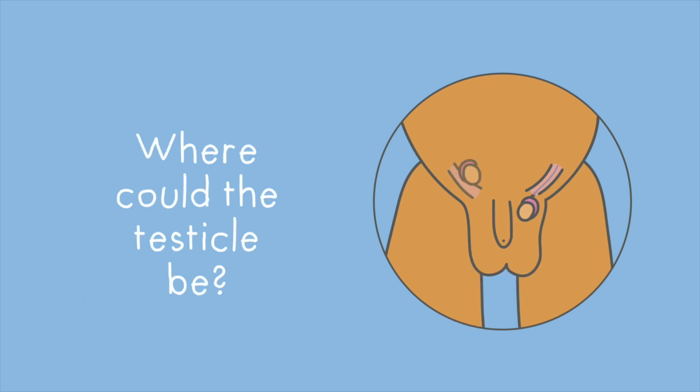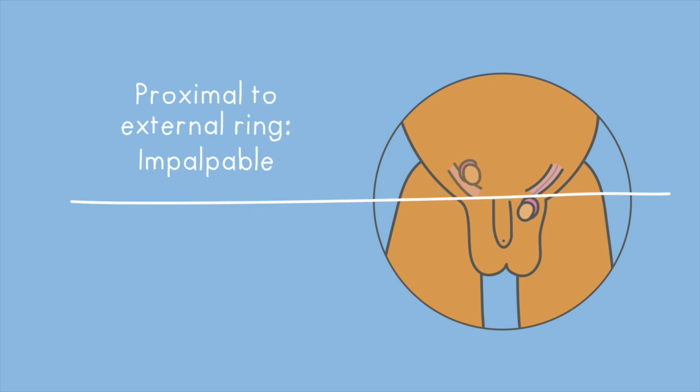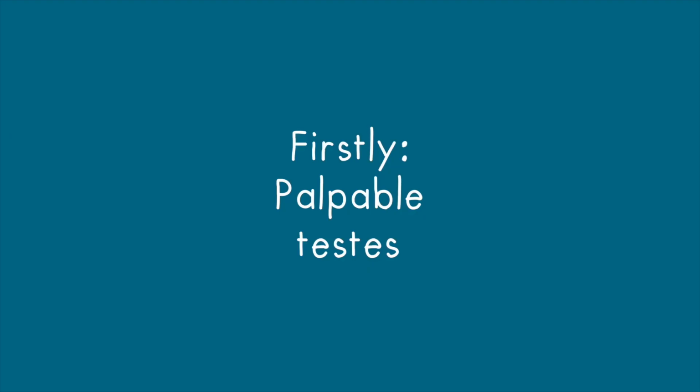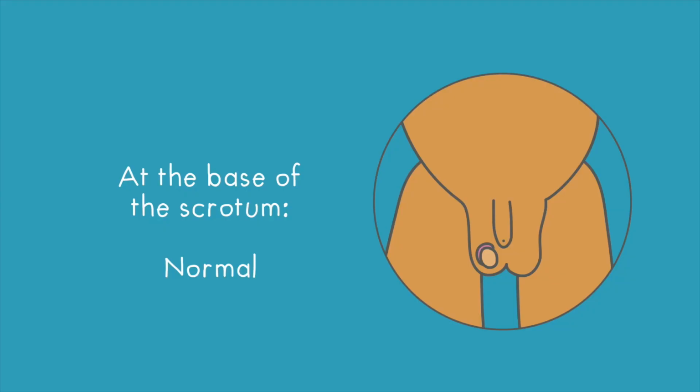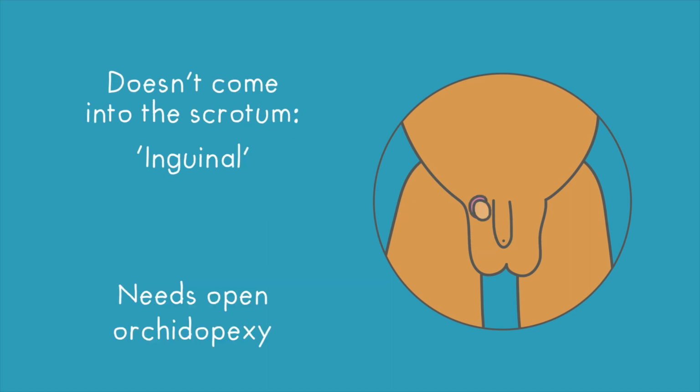Most undescended testes are palpable and found below the external ring, though some may be impalpable. Normal testes are found resting in the scrotum without any tension. Retractile testes, on the other hand, are found in the groin but can be milked into the scrotum and remain there without undue tension. Retractile testes are the result of an overactive cremasteric reflex and usually do not require surgical management. 90% of undescended testes are palpable.